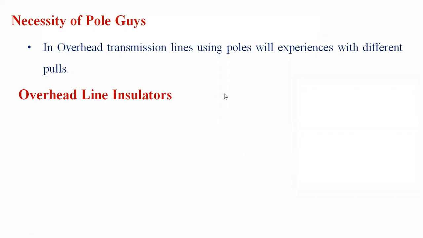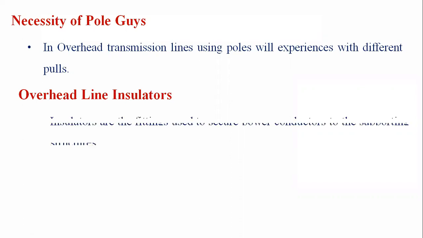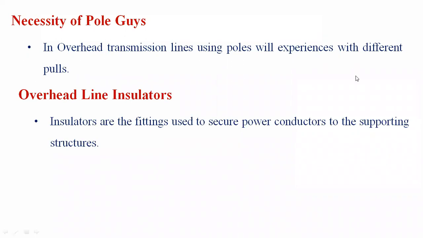And next one, the overhead line insulator. That is the definition of the insulator. Insulators are fittings used to secure the power conductor to the supporting structure. Generally, the main function of the insulator is that it should not clash with the conductor. Actually, here the pole can be either a wooden pole or steel pole, RCC or PSCC pole. Here the cross arm is there.